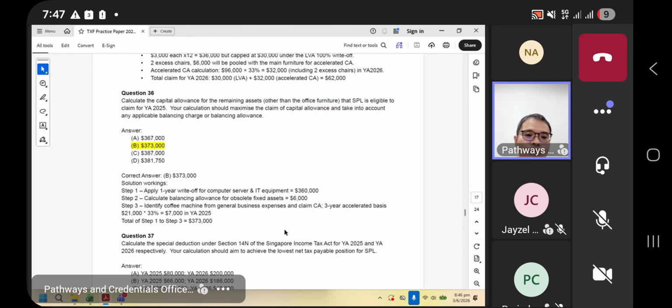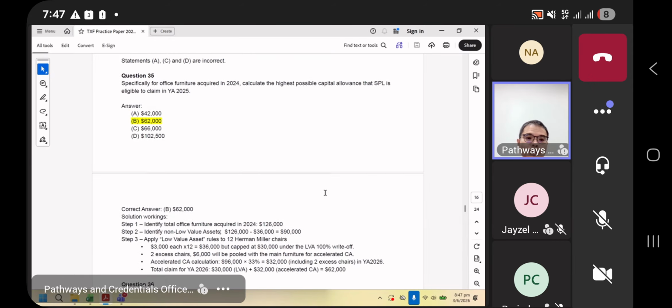So question 36 talks about what is the CA for the remaining assets. Over here, we all know that computer, server, and IT, you can claim a 1-year CA. So 360,000, 1-year CA. And then we know that there is a disposal.